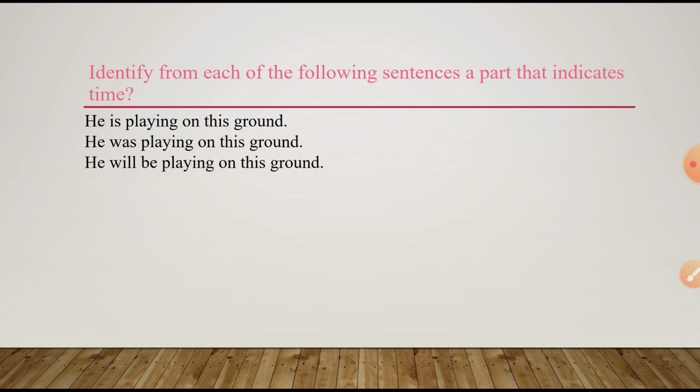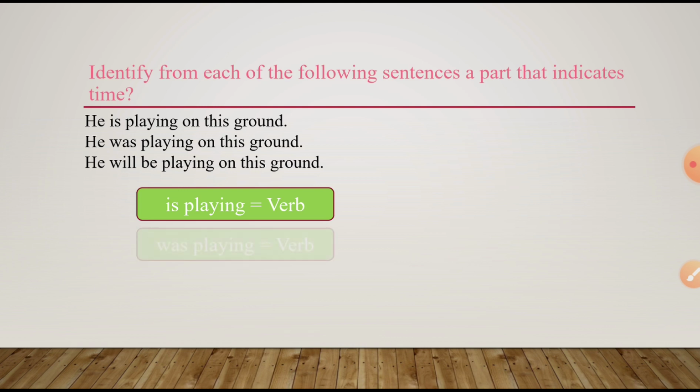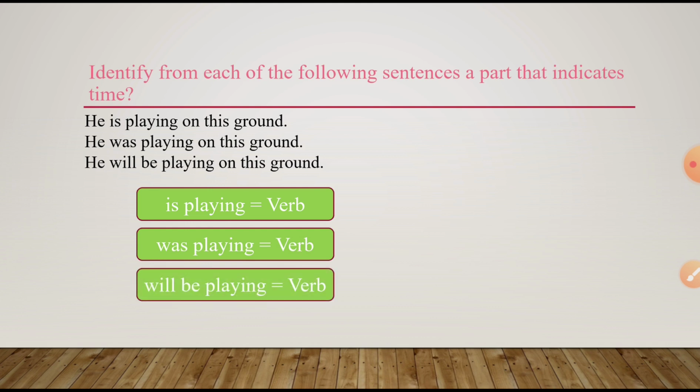Yes. The part that tells us about time in the first sentence is playing, right? Is playing is the part that tells us about the time in the first sentence. And in the second and third sentence, was playing and will be playing. These are the two phrases that tell us about the time in the second and third sentence.